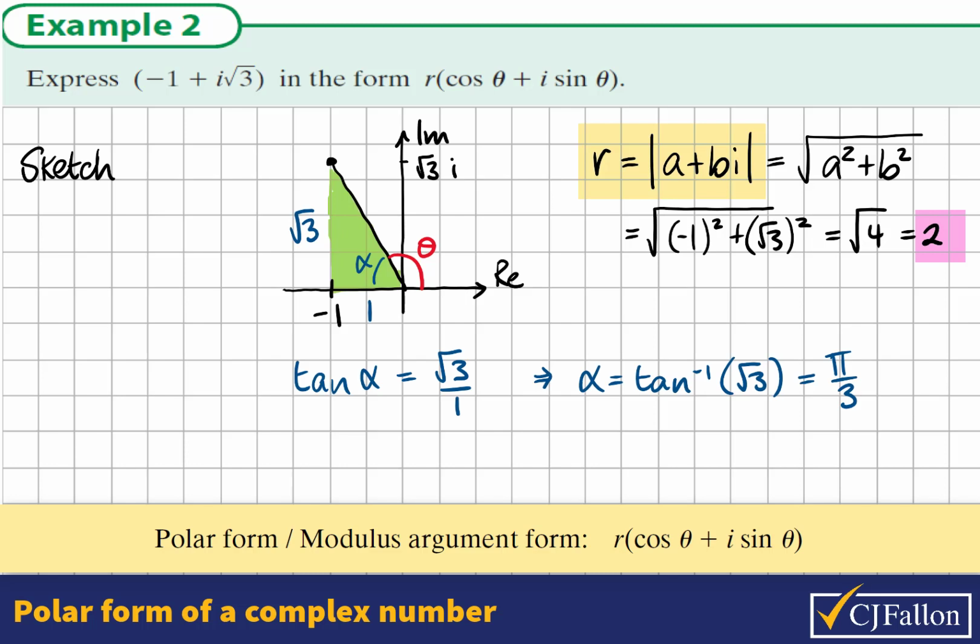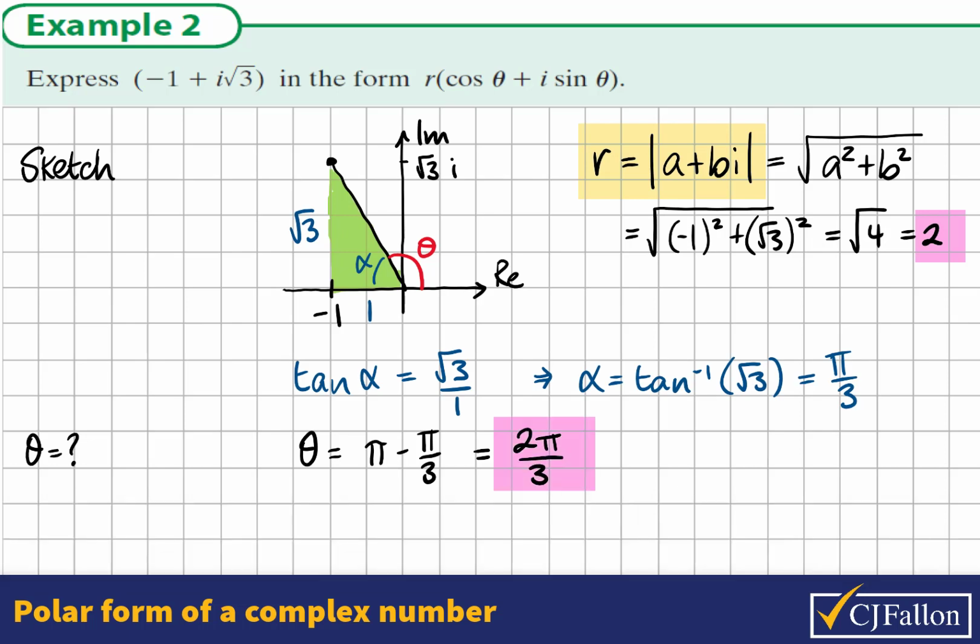So we use this angle alpha to work out the argument theta. We can see together they must add up to a straight angle, or pi. So if we take pi over 3 from pi, we're left with 2/3 of pi, 2 pi over 3. So that's what theta is. It's 120 degrees in degrees, or 2 pi over 3.